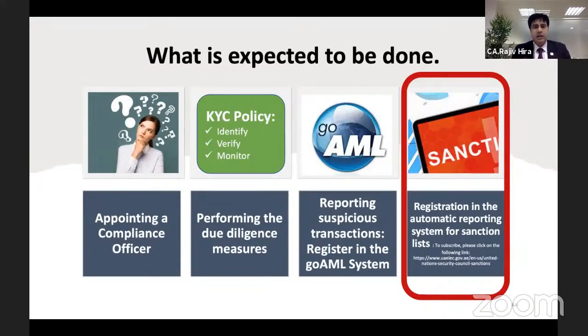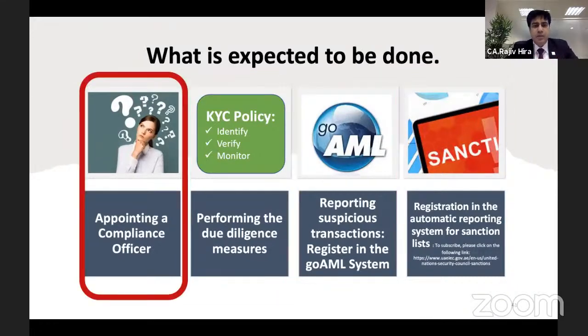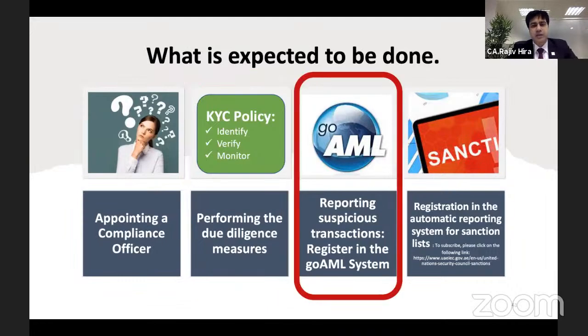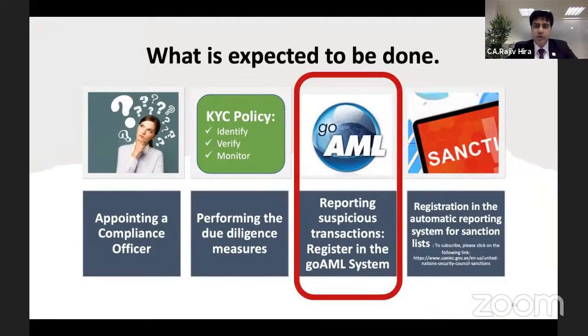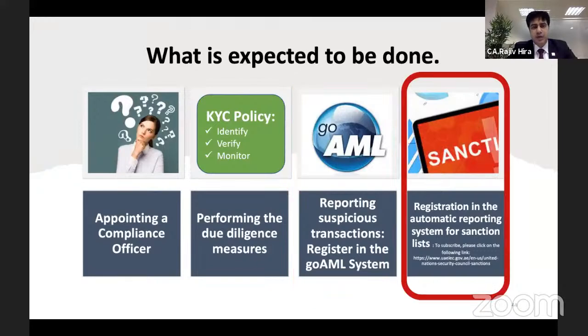So these are again the four pointers if I am talking from an AML perspective. This is the document which refers to four action plans: appointment of compliance officer, performing due diligence, reporting suspicious transactions, where GoML reporting comes into play, and registering for the sanction system also. A lot of people have done GoML registration. Make sure you do a sanction check also.